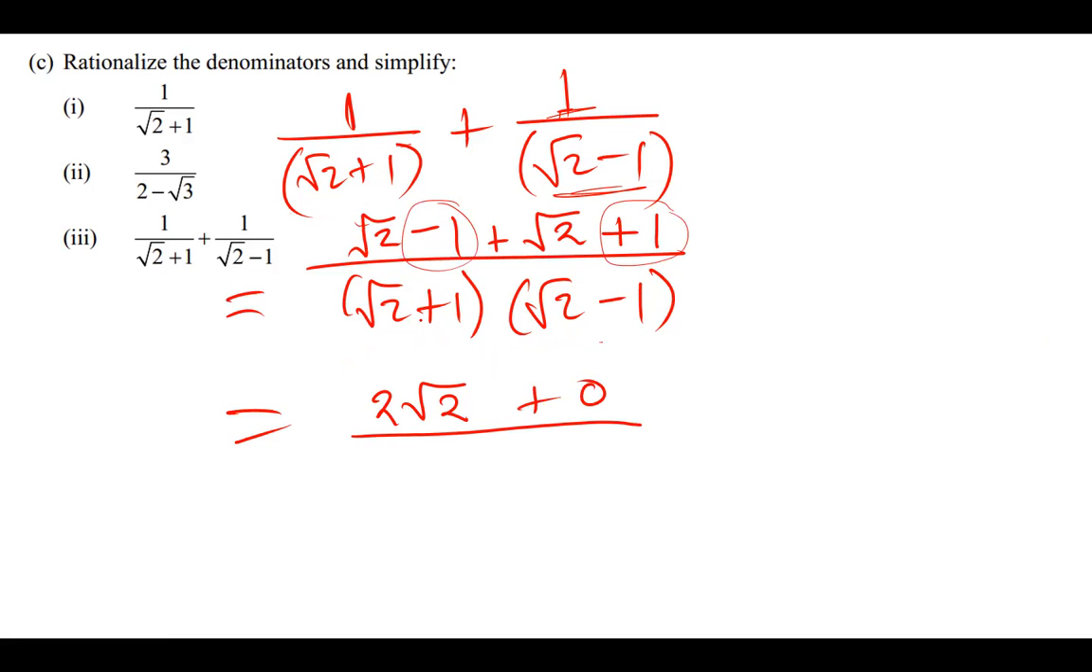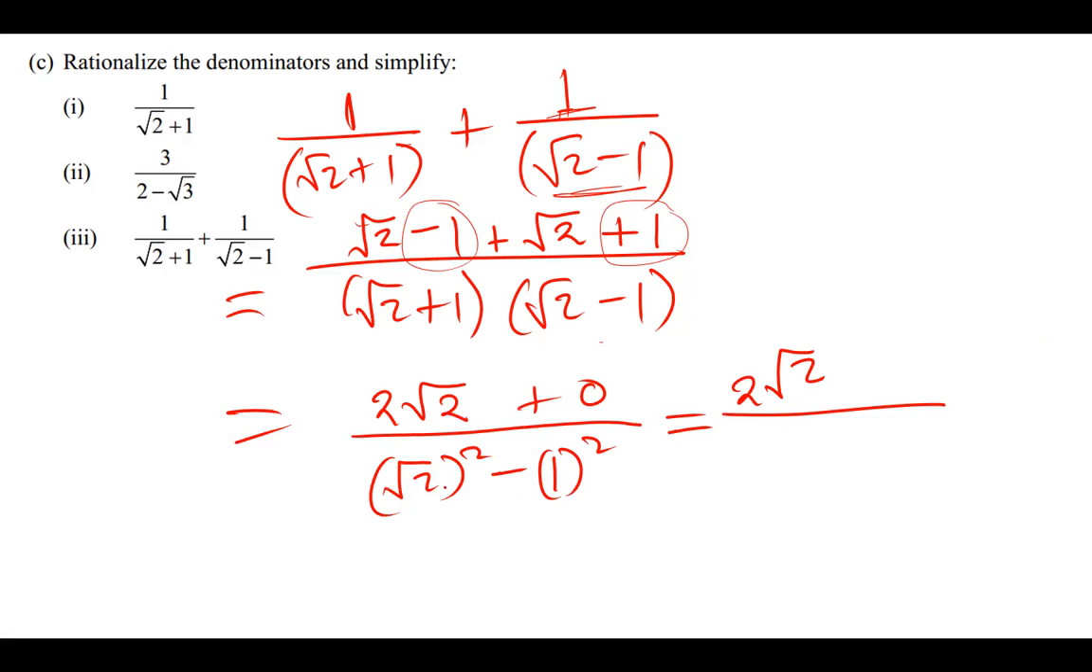Then everything divided by, this one is a difference of 2 squares as well. So we can just write it as the root of 2 squared minus 1 squared. So on top there we have 2 root 2. And then down you have the square root of 2 squared, the answer is 2. Then minus 1 squared, the answer is 1. So 2 root 2 over 1. 2 minus 1, answer is 1. So when you simplify this, the answer is just 2 root 2.